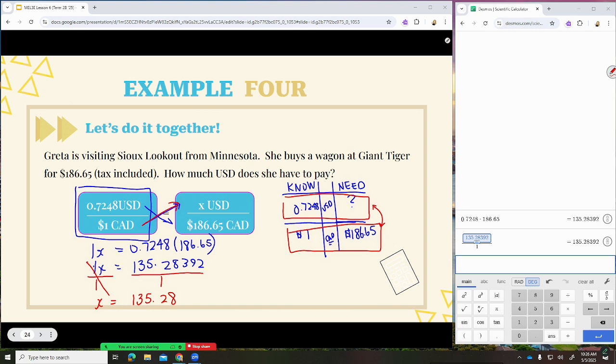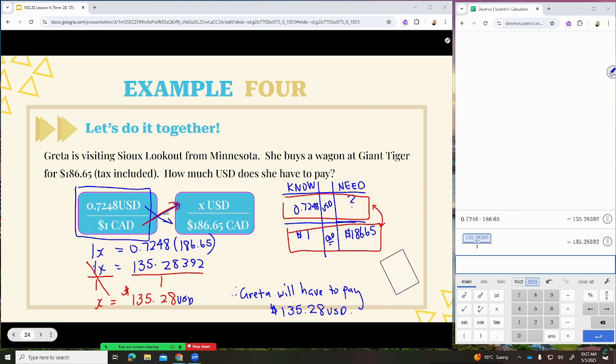So that we have it in terms of money. And when we're dealing with money, we know that we want to include 2 decimal places and always be sure to include our unit of measurement, which is that dollar sign. And this time it is USD, the American dollars. So x equals $135.28 USD. It's a word problem, so we want to do a therefore statement. Therefore, Greta will have to pay $135.28 USD.